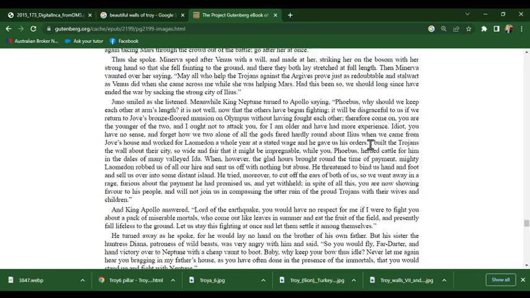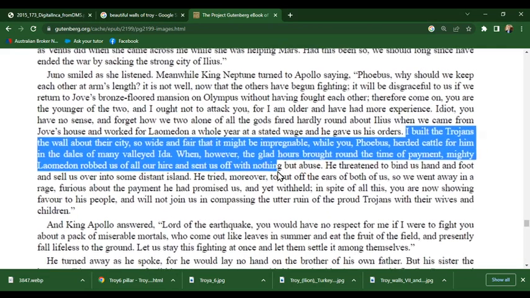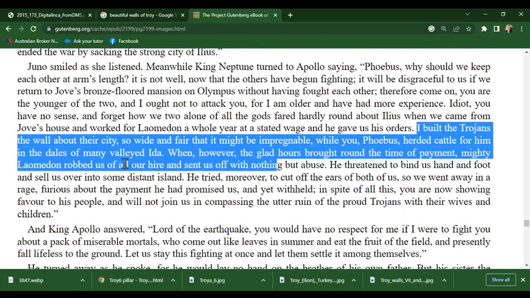I built the Trojans the wall about their city so far and wide that it might be impregnable, while you, Phoebus, herded cattle for him. However, the glad hours brought round the time of payment. Mighty Laomedon robbed us of all our hire and sent us off with nothing but abuse. He threatened to bind us hand and foot and sell us over into some distant land. He tried to cut off the ears of both of us, so we went away in a rage, furious about the payment he had promised us, and yet withheld. In spite of all this, you are now showing favour to his people, and will not join us in compassing the utter ruin of the proud Trojans with their wives and children.